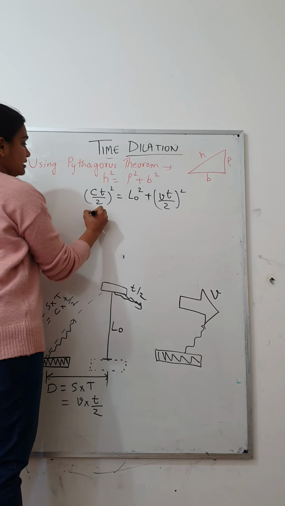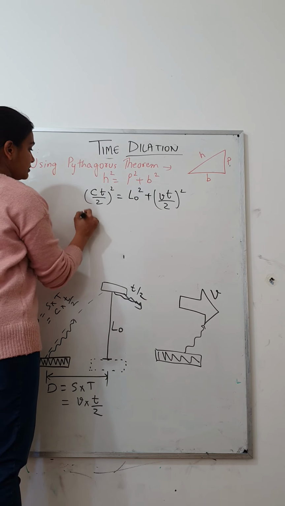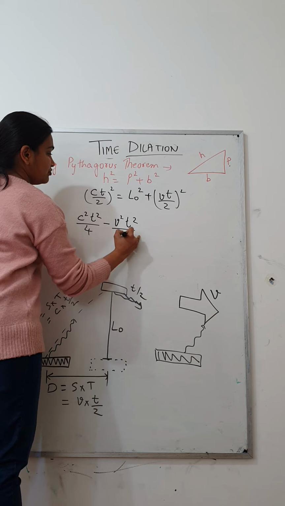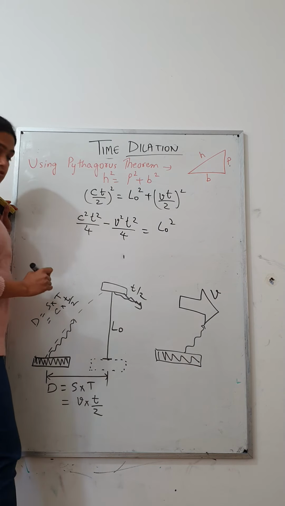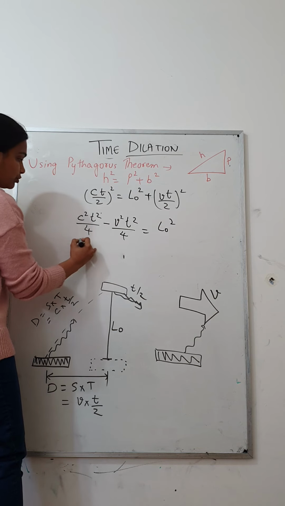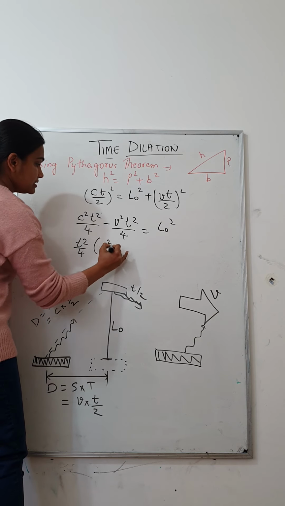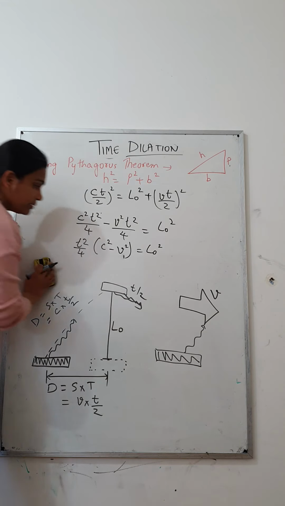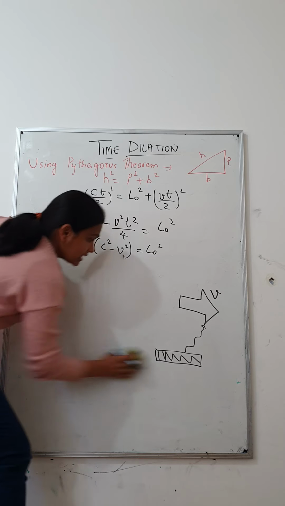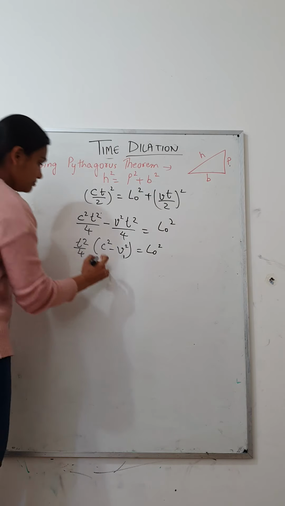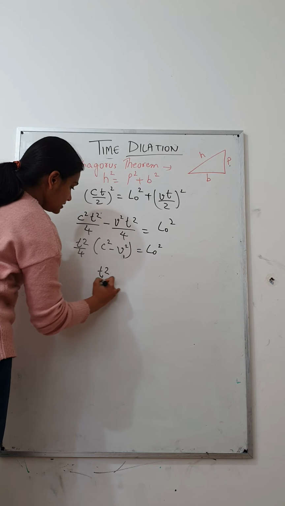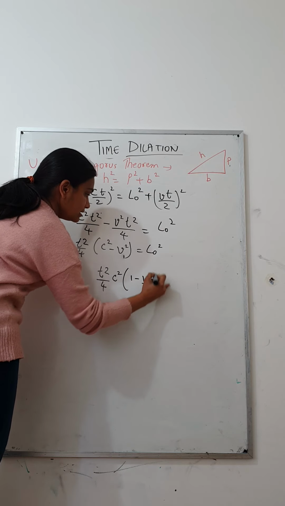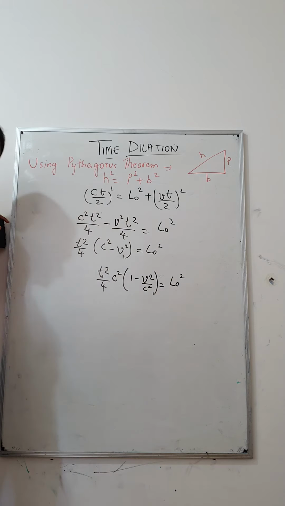So it will be c square t square by 4 minus v square t square by 4 equals L naught square. I can take t square by 4 common. It will be c square minus v square equals L naught square. I'm rubbing it off completely, I don't have space. Now can I write like this? T square by 4 times c square times (1 minus v square by c square) equals L naught square.